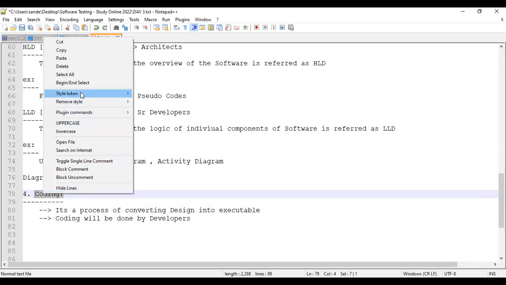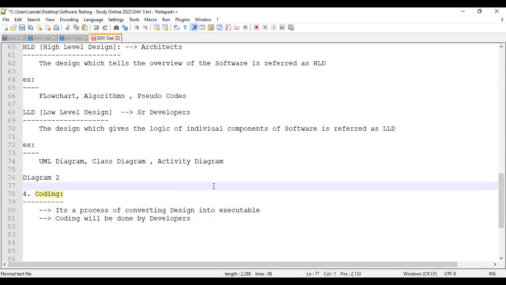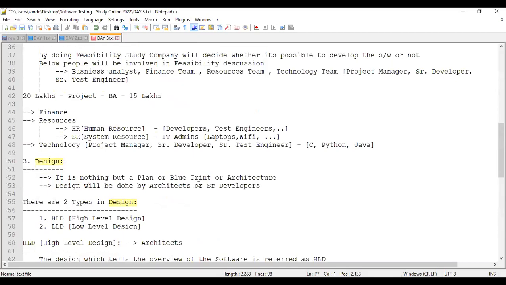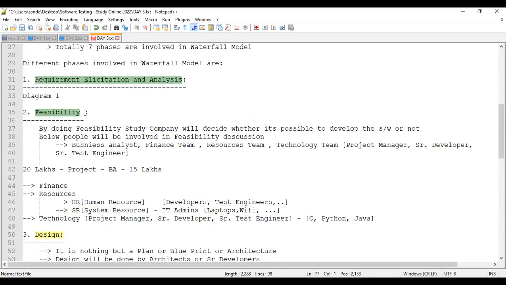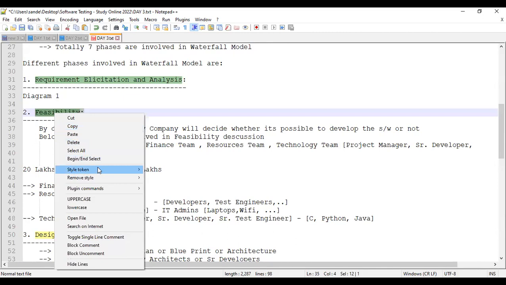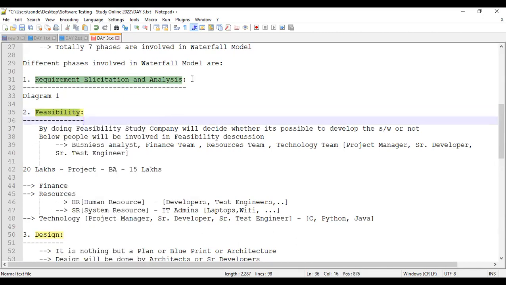Yeah, coding will be done by developers. All those things are done. Next, observe properly. Don't you think I have to give some note points regarding this? Related to the first phase, I haven't given the note points. I'll give that. You don't worry about that.